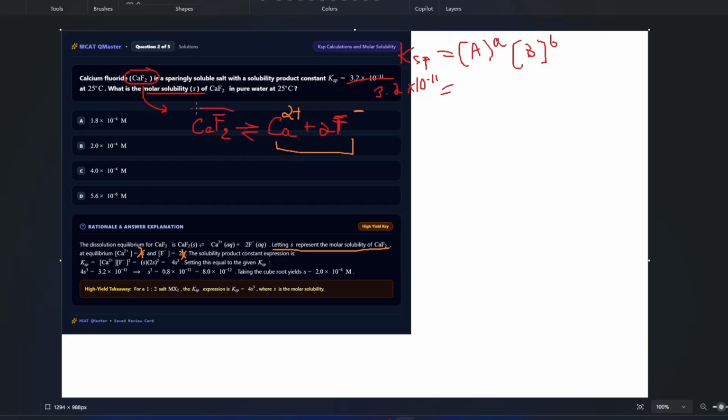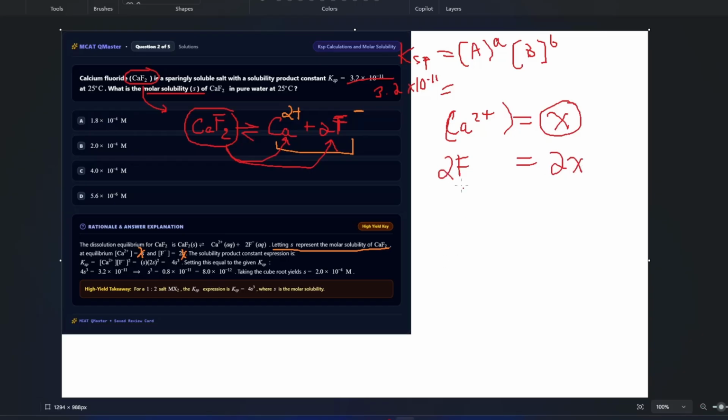So when you have one of these, you will have one of these. When you have one of these, 2 of these will form. So for every 1 calcium you have here, you have 2, right? So for every 1, you have 2. That means Ca2 plus, let's say, is equal to X. We don't know its concentration. And then for every 1, we have 2 of these guys. So that'll be 2X, 2F in other words.